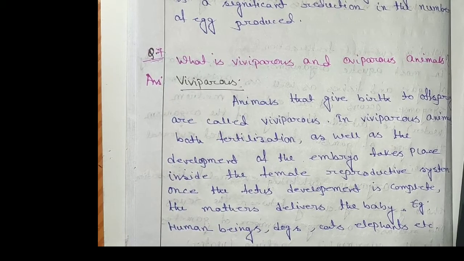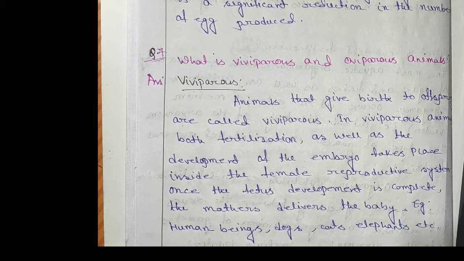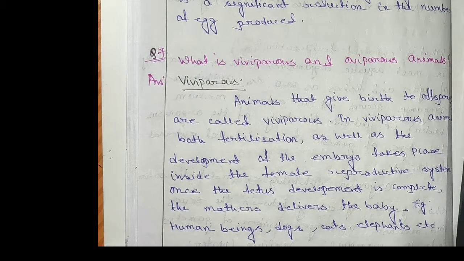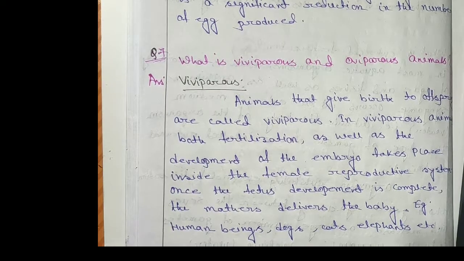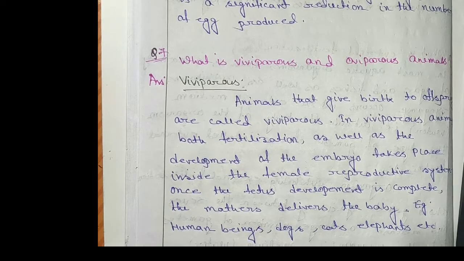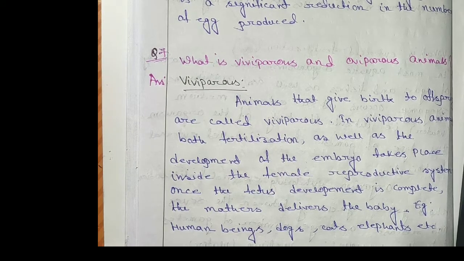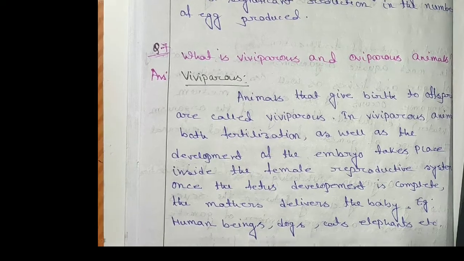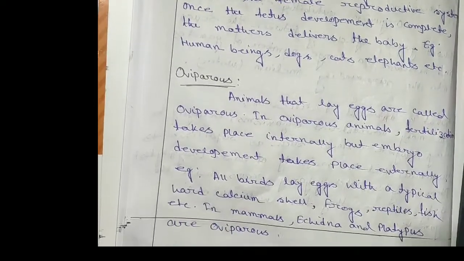That means the development of the embryo takes place inside the body of the female, and when the fetus development is complete, the mother delivers the baby. It is found in human beings, dogs, cats, elephants, etc. Now oviparous.